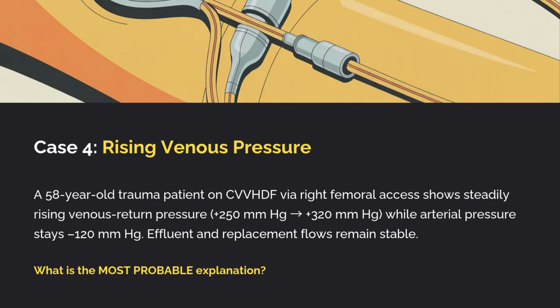Moving to case 4, rising venous pressure in CRRT. We have a 58-year-old trauma patient on CVVHDF using right femoral access. Over time, the venous return pressure has been steadily increasing from plus 250 millimeters of mercury up to plus 320, while the arterial pressure remains stable at minus 120 millimeters of mercury. Both effluent and replacement flows are stable, meaning there are no major circuit or flow issues elsewhere. So the question becomes: what is the most probable explanation for this isolated rise in venous pressure?